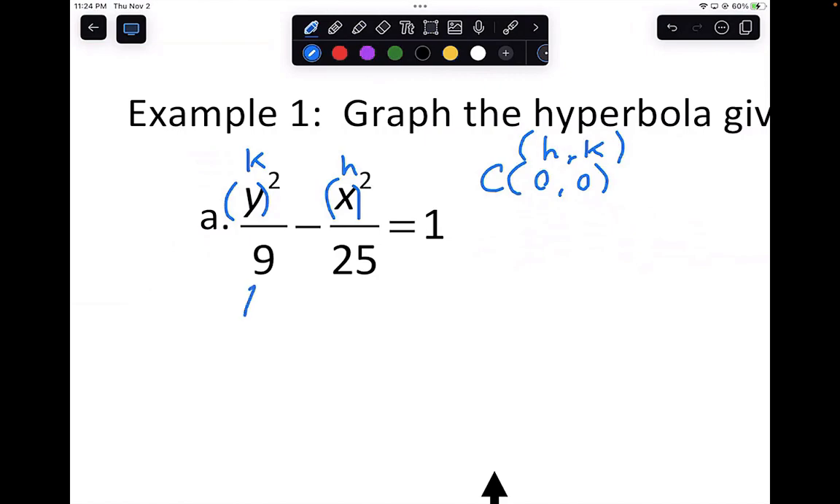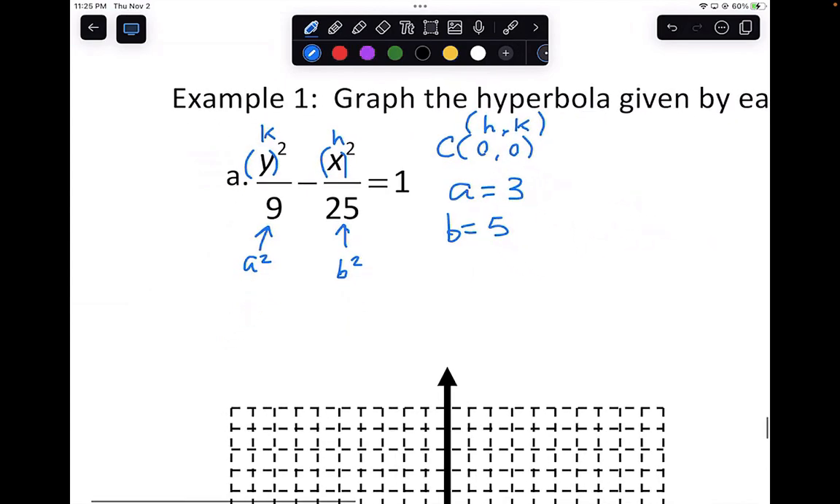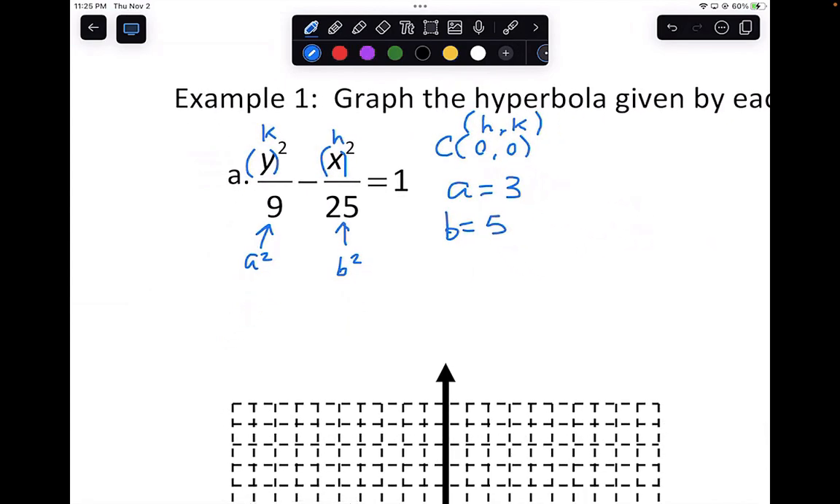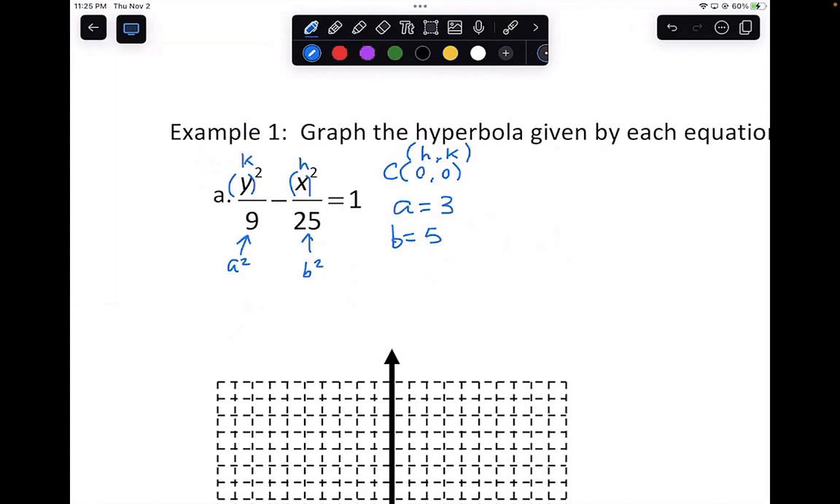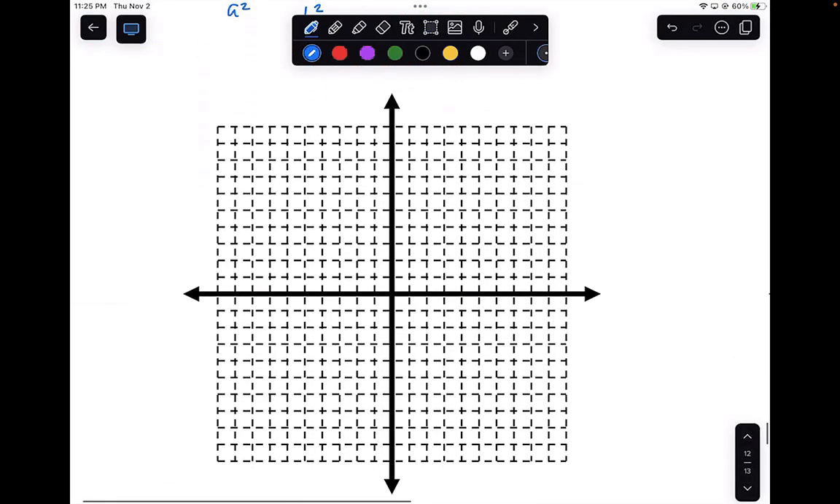Okay, so your A squared will always be first on these. I don't know if y'all noticed that, but on both equations, A squared is first. So A will be the square root of 9, which is 3, and B will be the square root of 25, which is 5. In a moment we'll get the C value to do the foci, but the instructions don't say to do the foci, so I'm not going to worry about that quite yet. So let's start graphing everything.